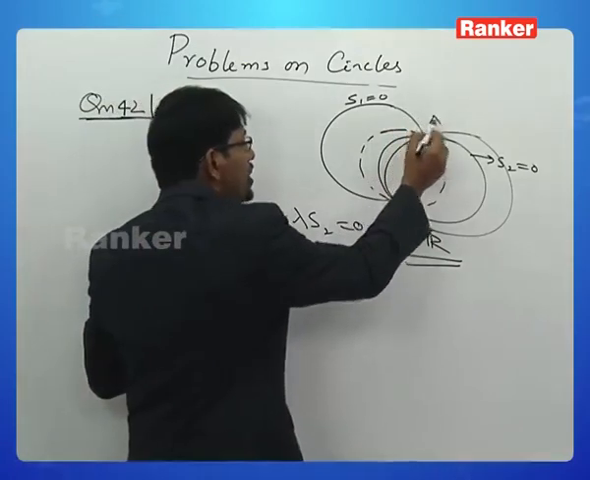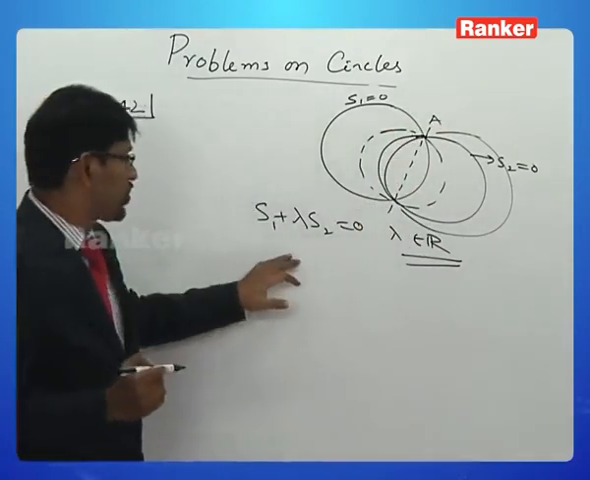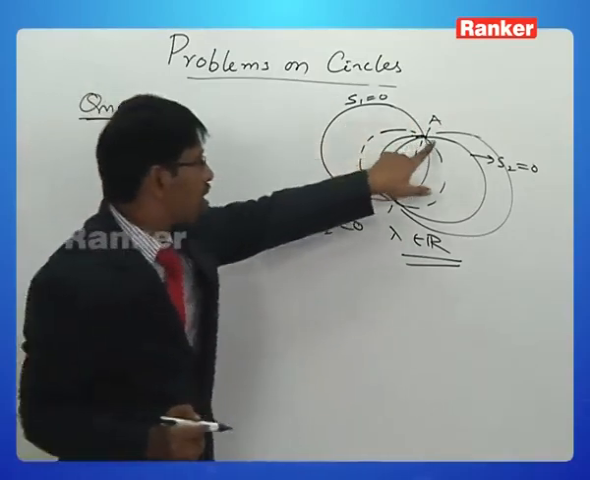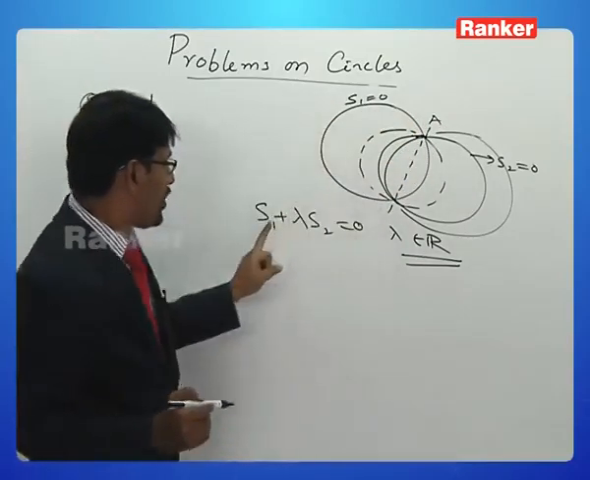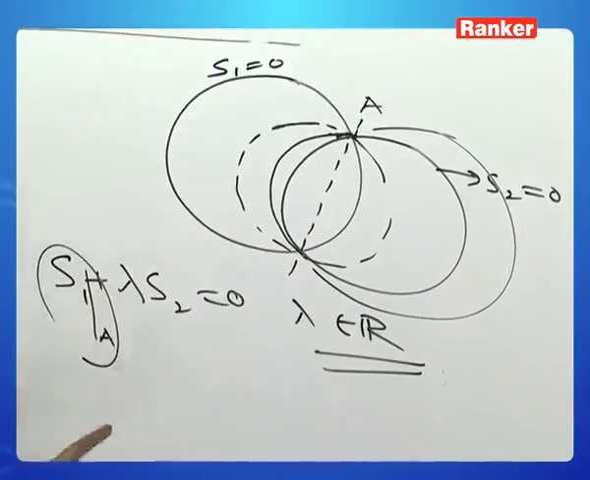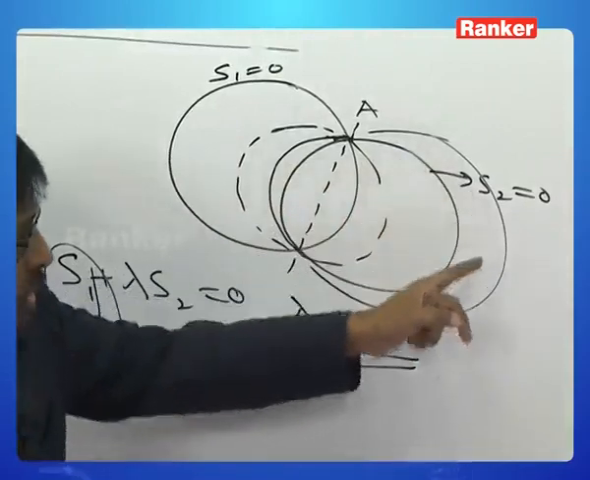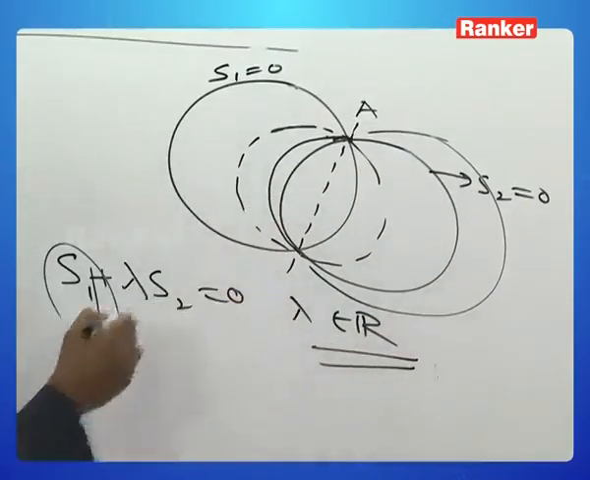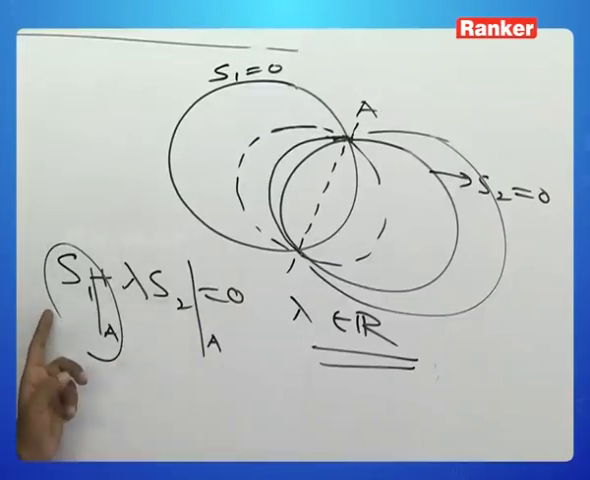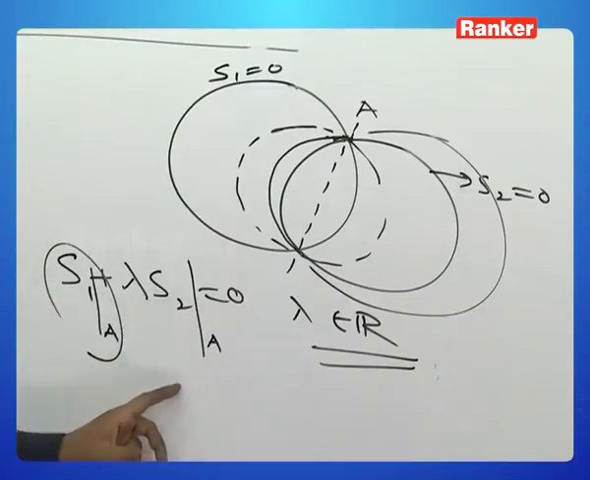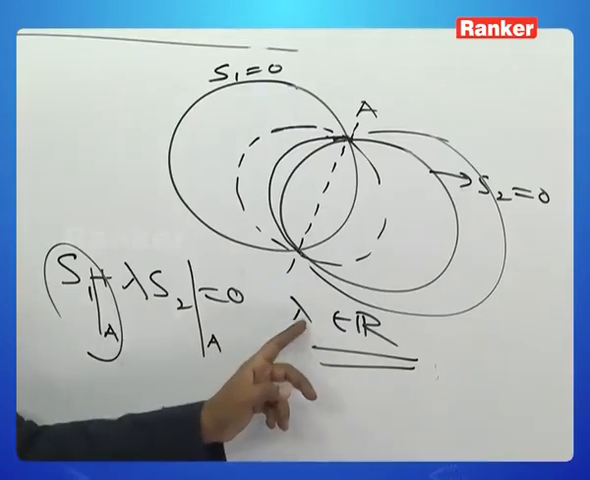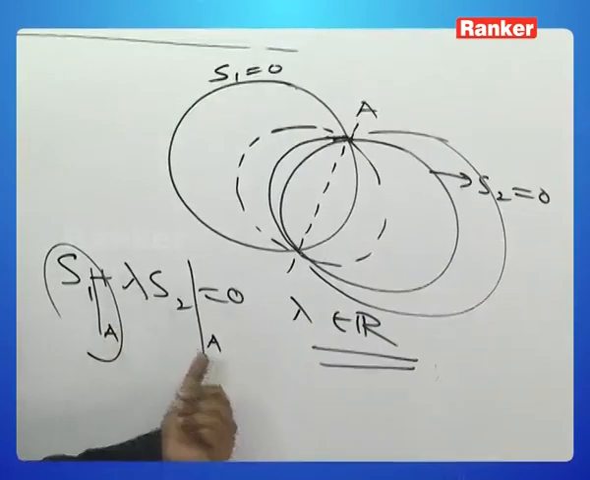Let's just have a look at this. Now let us say A is a point of intersection. Is A going to be satisfied by S1 equal to 0? Yes, A is a point on S1 equal to 0. So when I put A, that makes S1 as 0. Is A a point on S2 equal to 0? Yes. So lambda into S2 at A also will become 0. So what is going to happen? S1 plus lambda S2 is going to be 0. Whatever may be the value of lambda, that equation will be satisfied by this point A.